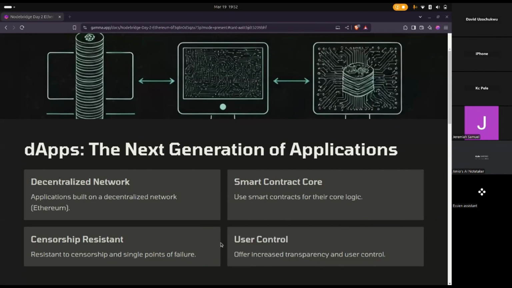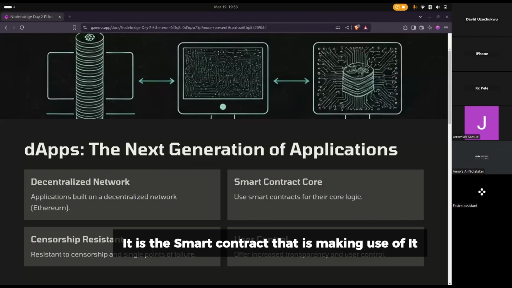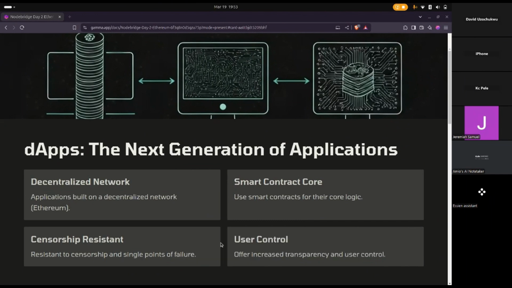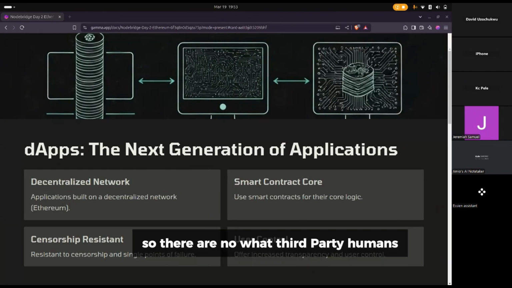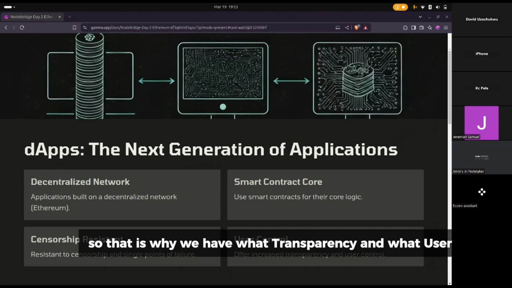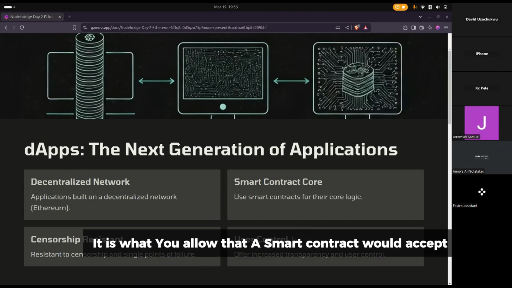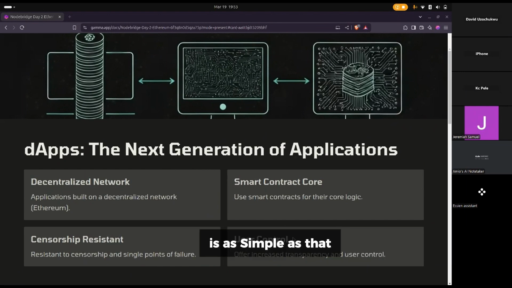So if you connect and you have your money on Aave, it is the smart contract that is making use of it, not someone else, not an individual. Even if it's a third-party smart contract, it is still a smart contract. So there are no third-party humans having access to your money on Aave. That is why we have transparency and user control. It is what you allow that the smart contract would accept. It's as simple as that.